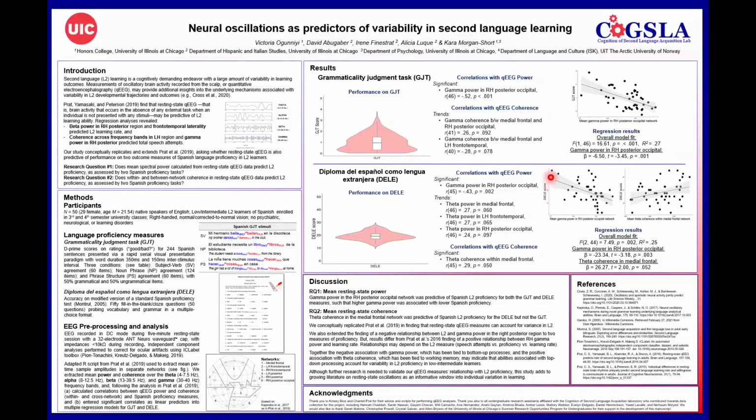These scatter plots display the negative correlation found with gamma and the positive correlation found with theta, which were both entered as predictors in our regression model for the DELE. With the regression analysis, we found that the model explained 25% of the variance in scores. Additionally, gamma power in the right hemispheric posterior occipital network independently predicted DELE performance.